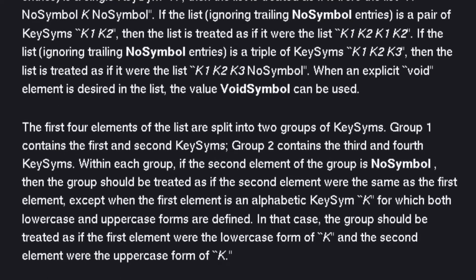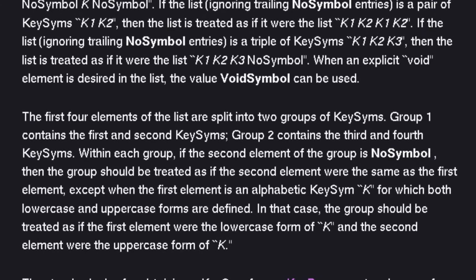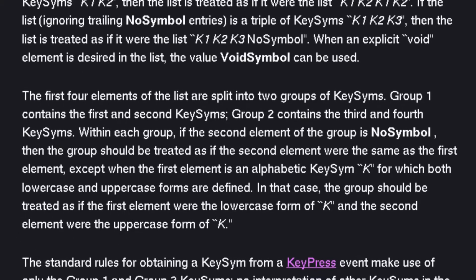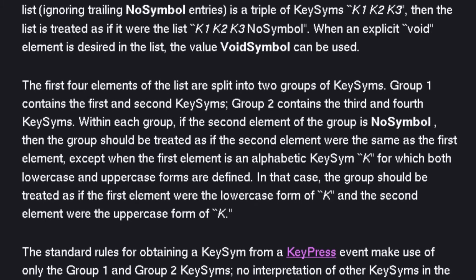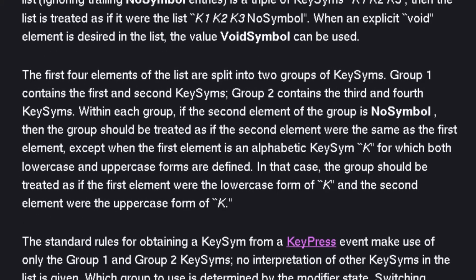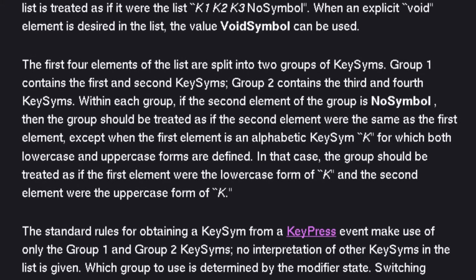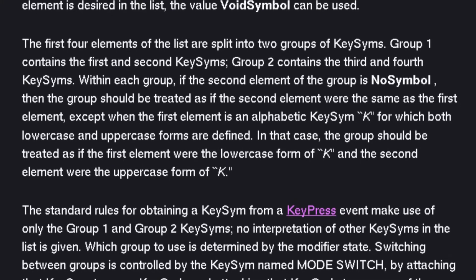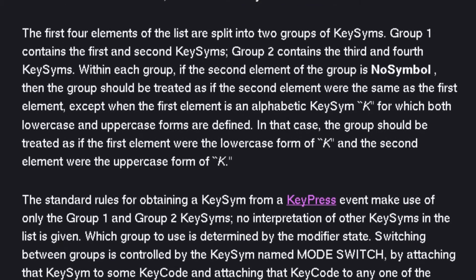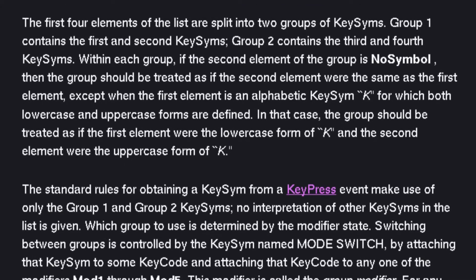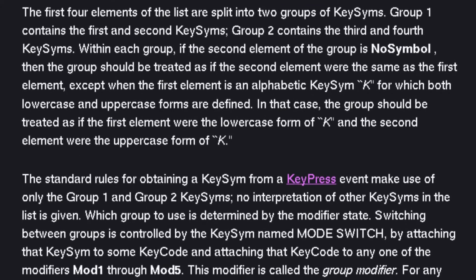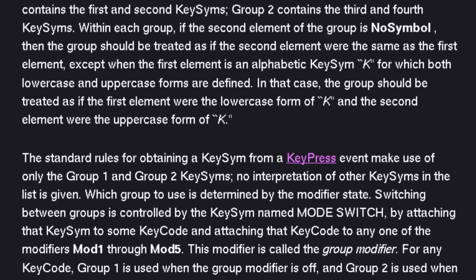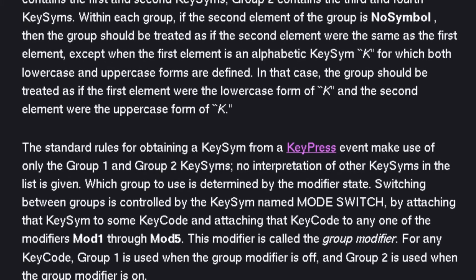The first four elements of the list are split into two groups of keysyms. Group 1 contains the first and second keysyms. Group 2 contains the third and fourth keysyms. Within each group, if the second element of the group is NoSymbol, then the group should be treated as if the second element were the same as the first element, except when the first element is an alphabetic keysym K for which both lowercase and uppercase forms are defined. In that case, the group should be treated as if the first element were the lowercase form of K and the second element were the uppercase form of K. The standard rules for obtaining a keysym from a key press event make use of only the Group 1 and Group 2 keysyms. No interpretation of the other keysyms in the list is given.